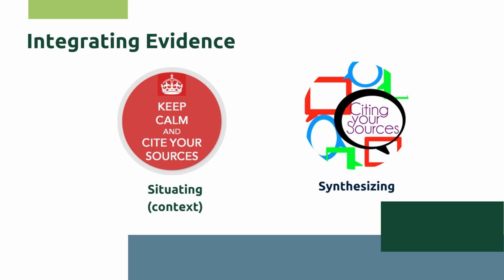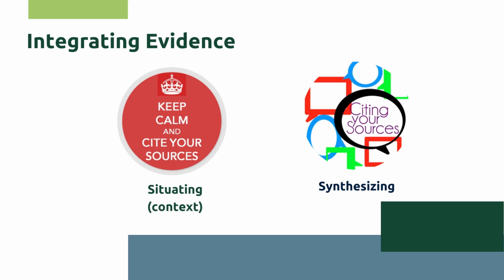There are two other aspects of integrating evidence in your writing to consider. First, it is important to situate or position the piece of evidence in the context that was intended by the original writer. When situating evidence, you make it clear to your reader how the original author presented their argument.